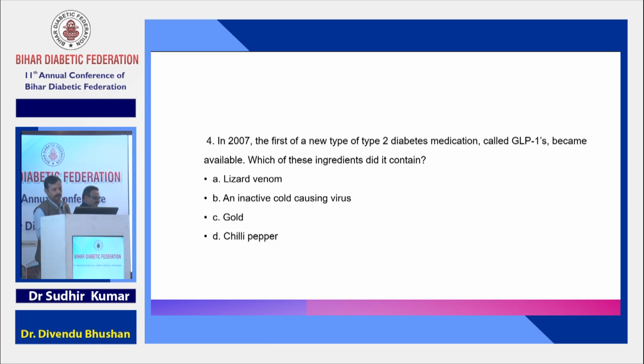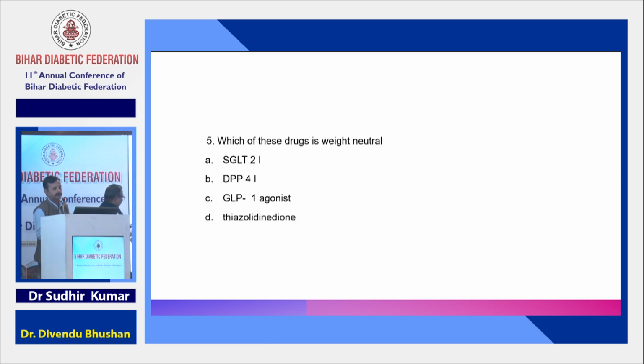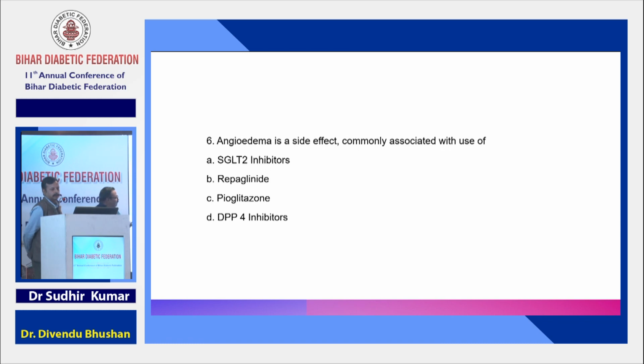So, we are moving to the next team. Which of these drugs is weight neutral? DPP-4. DPP-4 inhibitor. Shall we lock it? Correct answer. And the last question for the next team: angioedema is a side effect commonly associated with the use of angioedema. Team G.